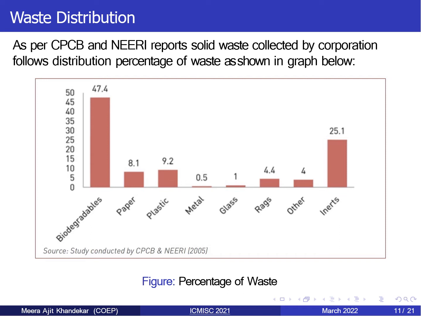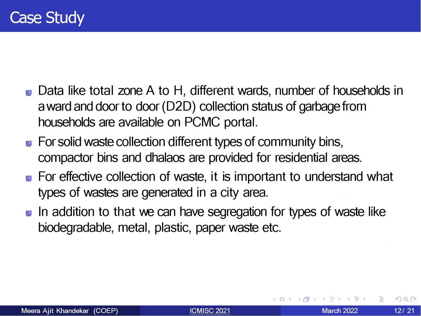As per Central Pollution Control Board and National Environment Engineering Research Institute, solid waste collected by corporation follows distribution percentage as given in the graph. Around 47.5% waste is biodegradable waste, 8.1% is paper waste, 9.2% is plastic waste, 0.5% is metal waste, 1% is glass waste, and 33.5% include other waste. With this information, we have decided to carry out a case study for Pimpri-Chinchwad Municipal Corporation.